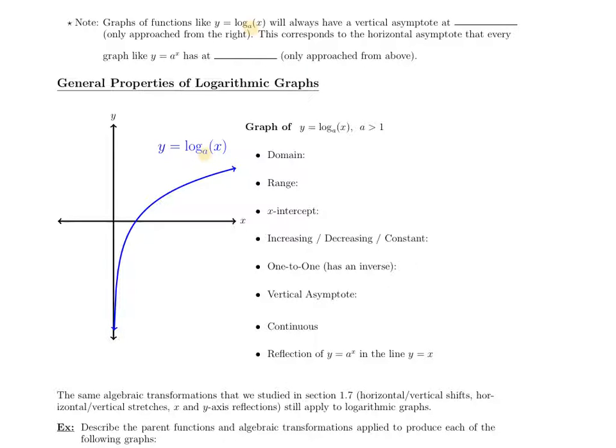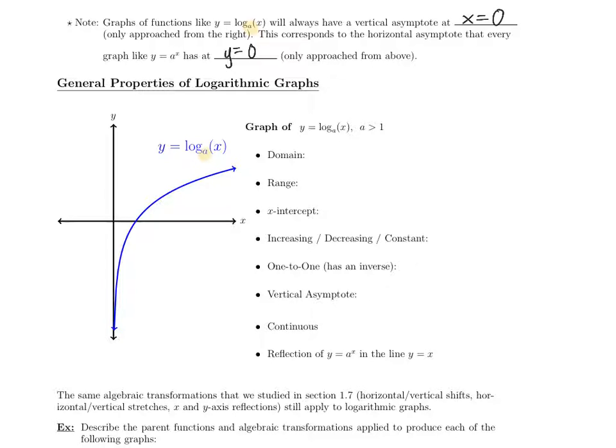So let's begin by talking about the idea of asymptotes. Graphs of functions like y equals log base a of x are always going to have a vertical asymptote at x equals 0, only approached from the right. And this corresponds to the horizontal asymptote that every graph like y equals a to the x has at y equals 0, when it's only approached from above. So this all ties back to the fact that this is the inverse of that exponential function. So you'll see a relationship between these general properties of logarithmic graphs and the general properties of exponential graphs.